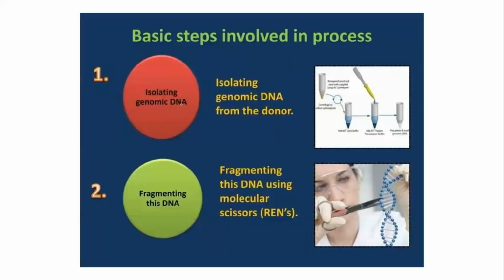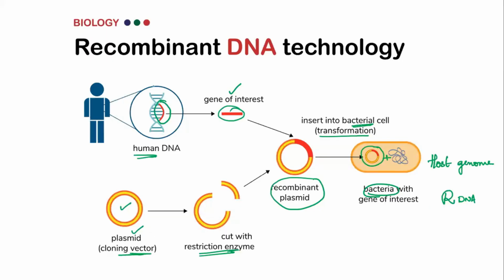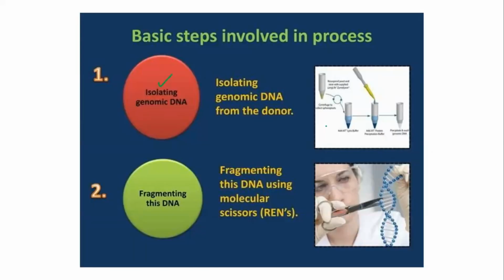Okay. So what are the basic steps involved in this process? First one is isolating genomic DNA. If you need to take this gene of interest from human DNA, you have to isolate the DNA, because the cells, tissues, samples, whatever we are collecting, consist of all the biomolecules together. It might have carbohydrates, enzymes, proteins, amino acids, so many kinds of molecules present in our body. So we have to separate the genomic DNA from them. It is isolating the DNA.